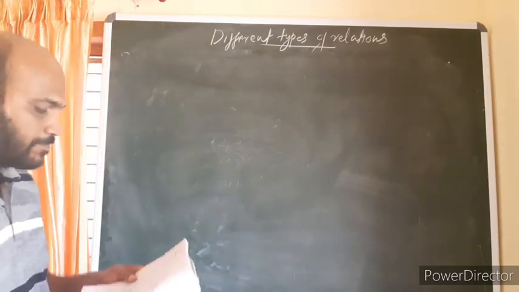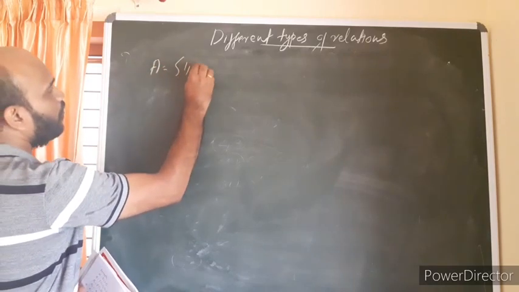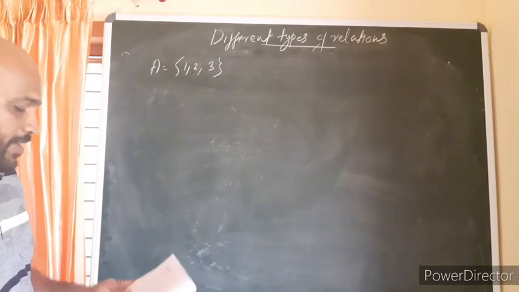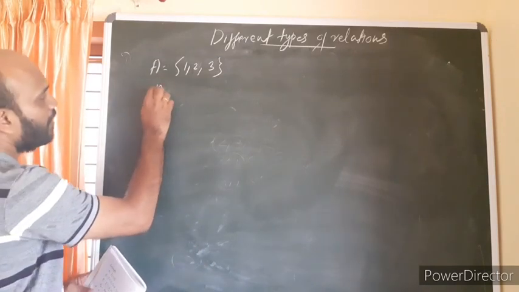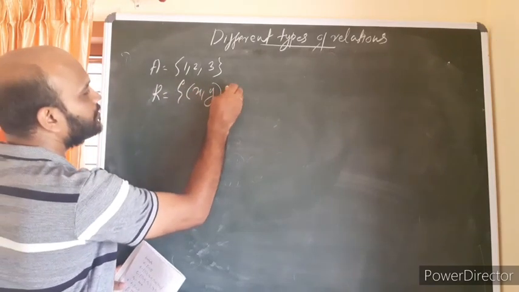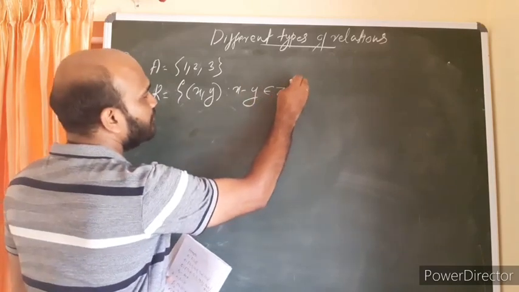First question: let A equal to the set 1, 2, 3 and R be a relation on A defined as R equal to the set of all xy such that x minus y belongs to Z.